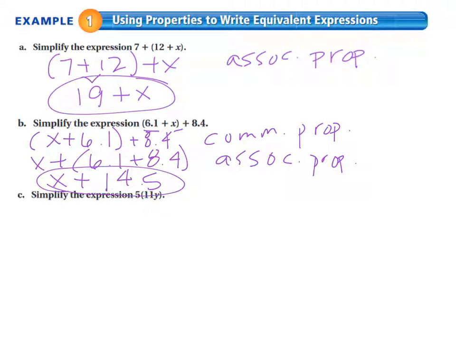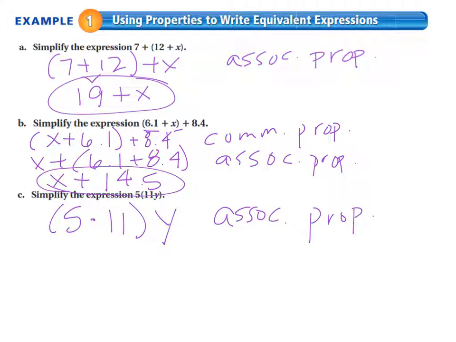So I'm going to use the associative property to change the associations and the groupings of these constants and variables. So I'm going to put the 5 times the 11 together and leave the y on the outside. Remember that 11y inside the parentheses, that's a coefficient next to a variable, that means they're being multiplied. So 11 times y, all those are being multiplied together. And that is the associative property.